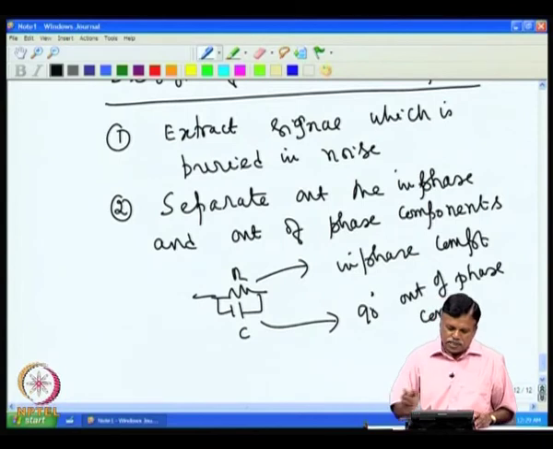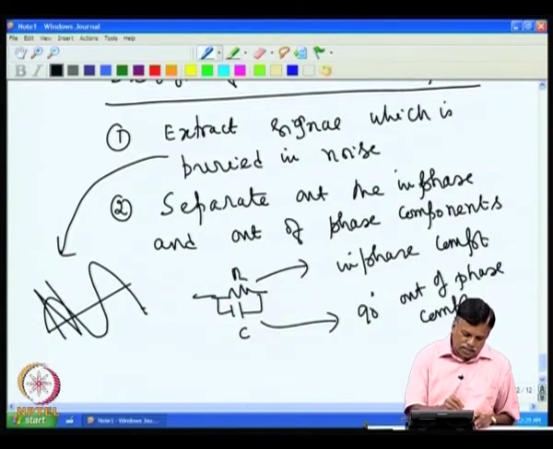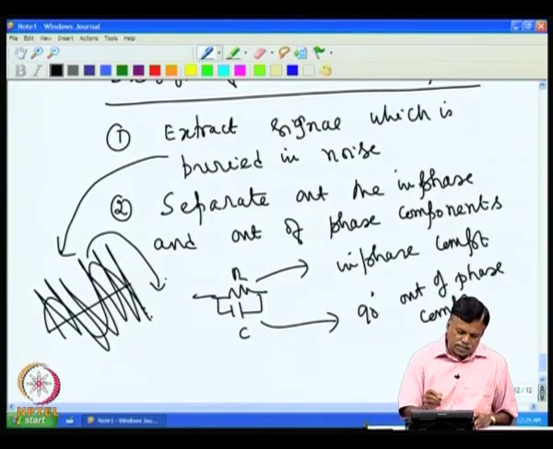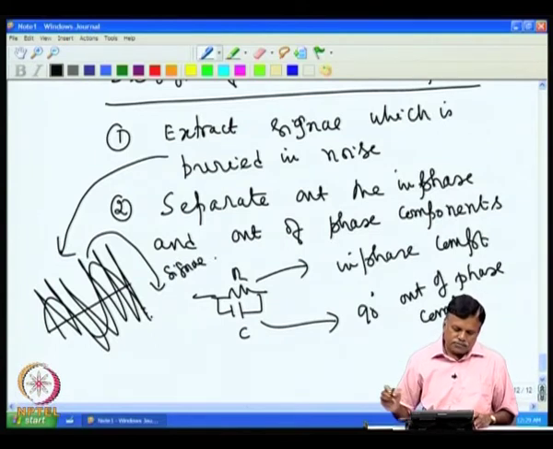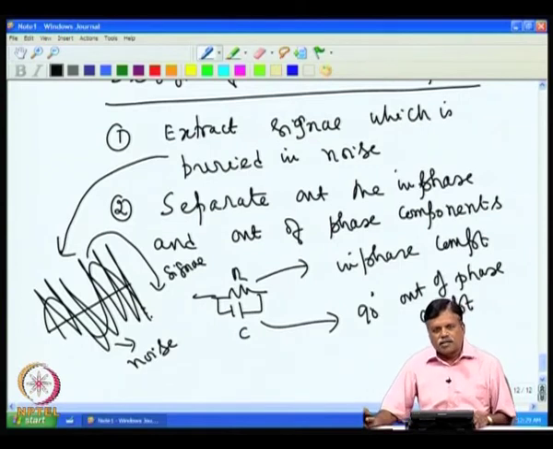For example, the signal which is buried in noise is like this, that is, if I have a signal and it is buried in the noise, where the noise can be several times higher than this, the lock-in amplifier can extract this signal alone, and the noise can be rejected. For this purpose only lock-in amplifier is used. Let us see how to design such a lock-in amplifier and how it is working.